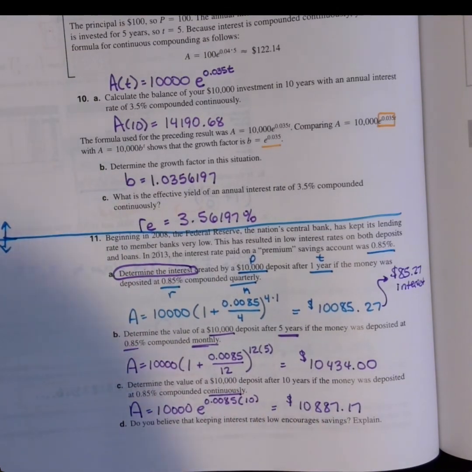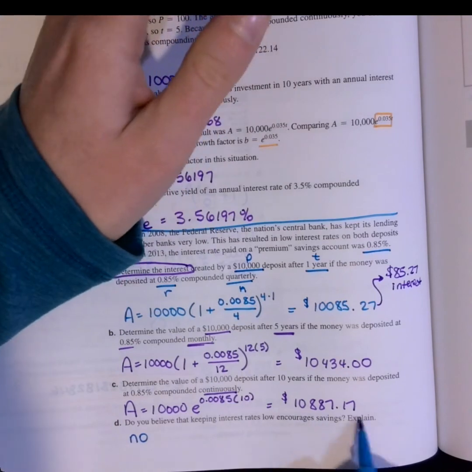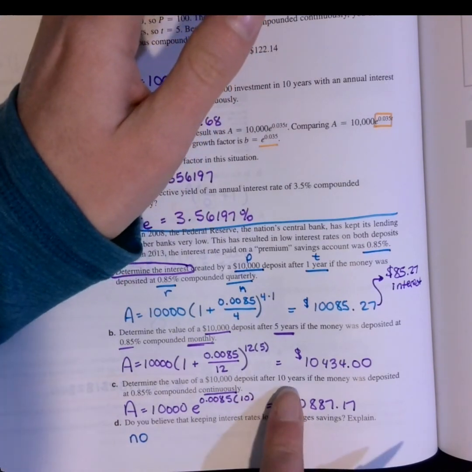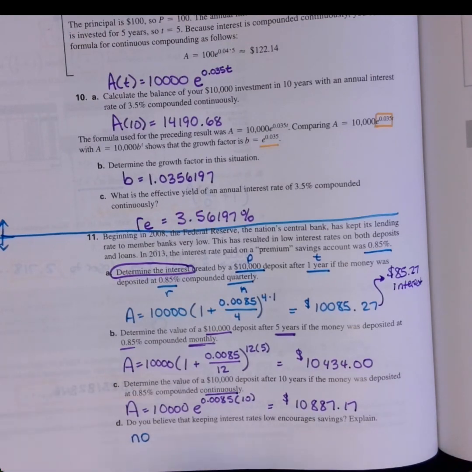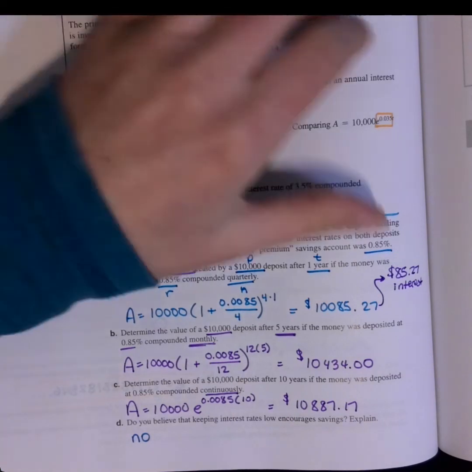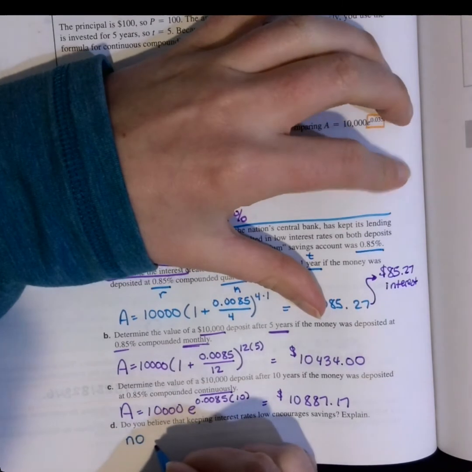So the answer is no. Low interest rates don't encourage savings because you're not really earning very much. 10 years, I only got $800 out of my savings. I mean, it's $800 I wouldn't have had, but if I had $10,000 that I wasn't able to spend that entire time, I only earned $800. So low interest rates don't encourage savings. You don't earn very much if the interest rate is low.